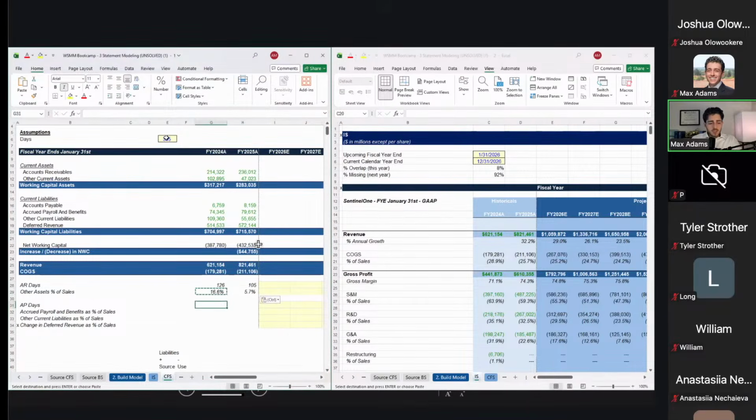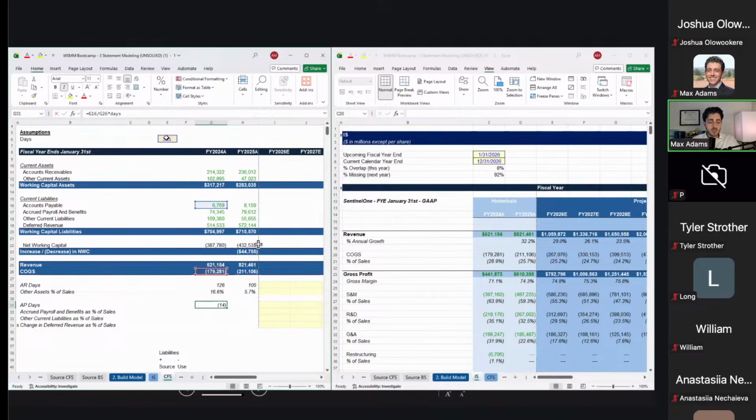Next thing that I'm going to do is accounts payable days. This one's a little bit more complicated. It's similar to what I just described, but instead of using revenue as the driver, we use COGS as the driver. So let's talk about the intuition after I build the formula. The first thing is going to be taking the accounts payable, dividing by the COGS, and then multiplying by the days.